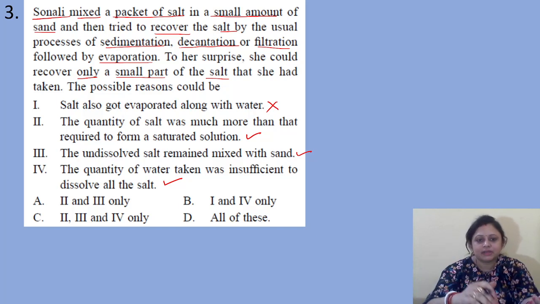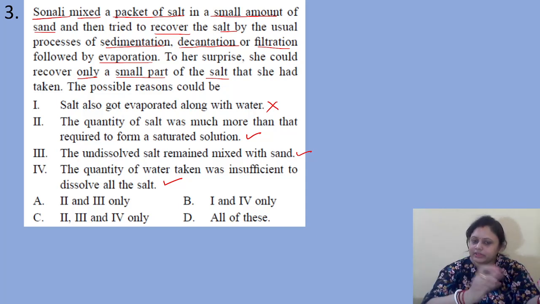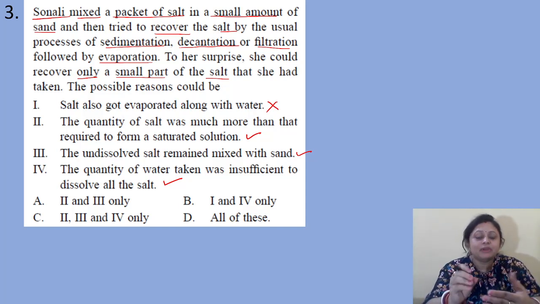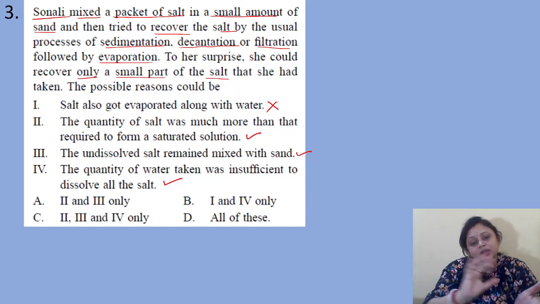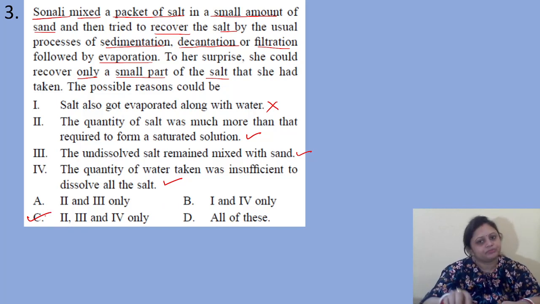Okay, so after sedimentation we can separate the sand. The sand will settle down, then decantation. After that we can remove the sand from there. And the water, after decantation or filtration, when we evaporate it, the water will be evaporated and salt will remain behind. But for the salt, it should be completely dissolved in water, all the salt. Got it? So here the possible reasons could be 2, 3 and 4 only. That is option C. Got it?